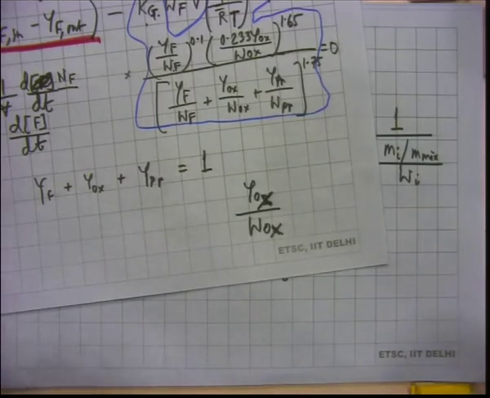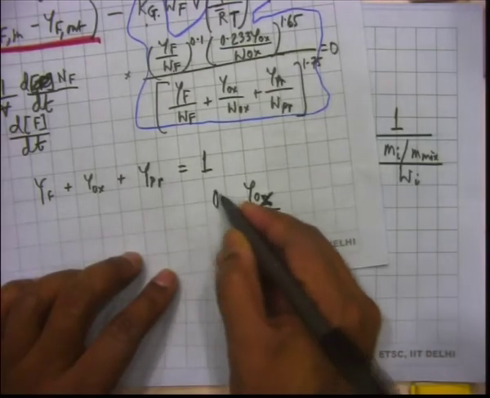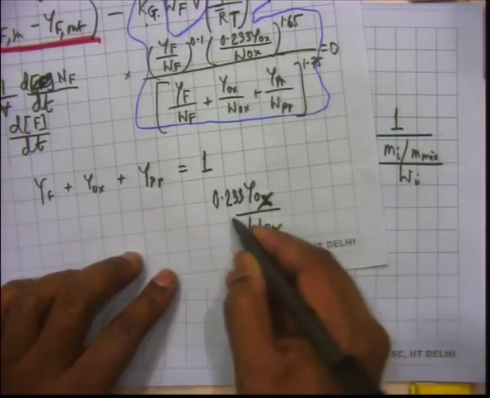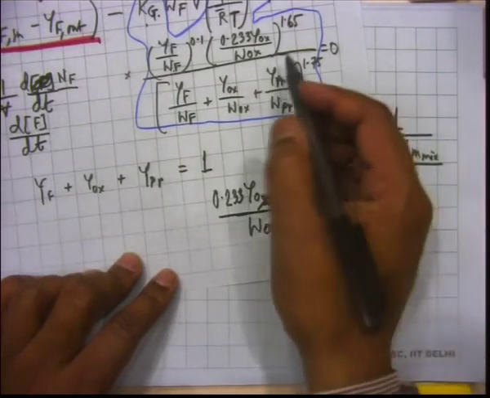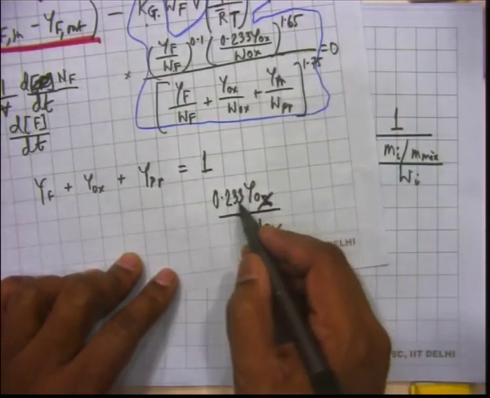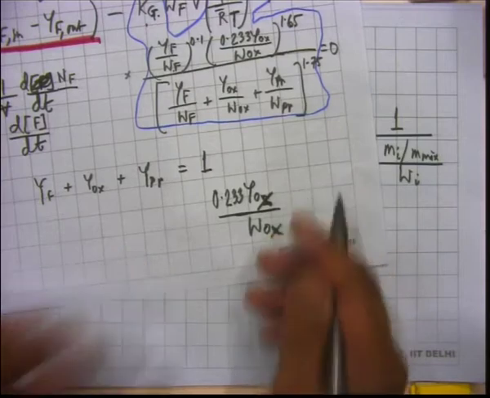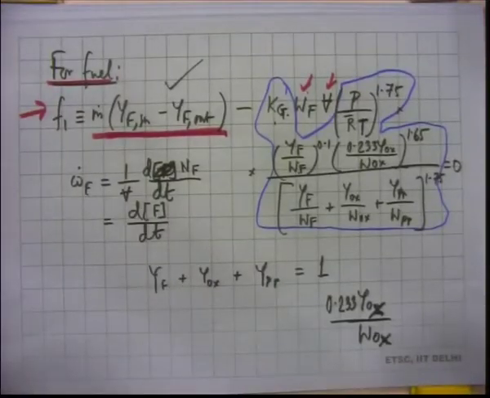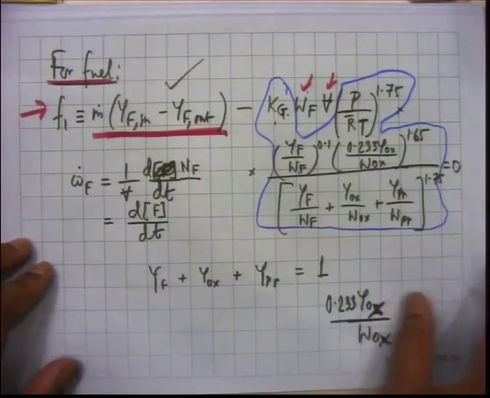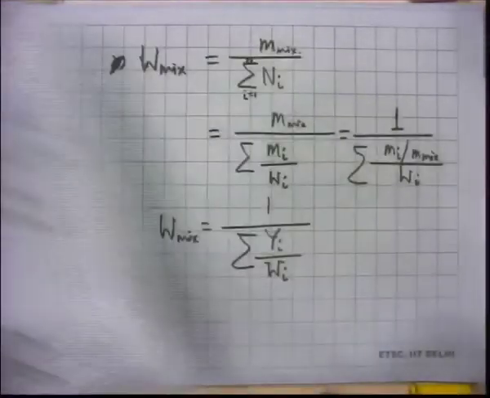Now, oxidizer is the whole thing, it can be air, in our case it is air. So, it has oxygen and nitrogen, and we are multiplying this by 0.233 to actually get the mass fraction of oxygen, because air has 23.3% by mass of O2. So, that is the only change. So, we have this whole thing here. We call this F1. So, this is the fuel species equation.